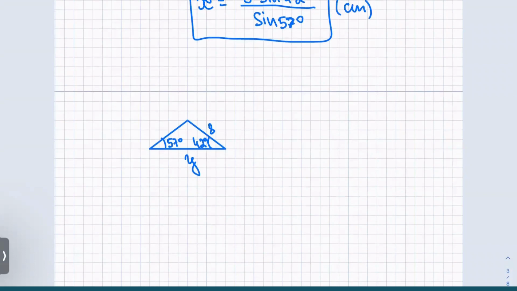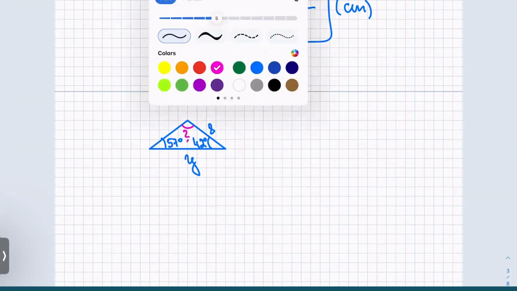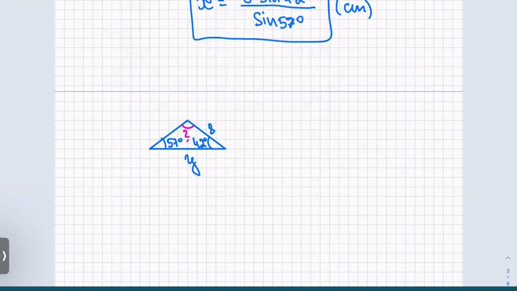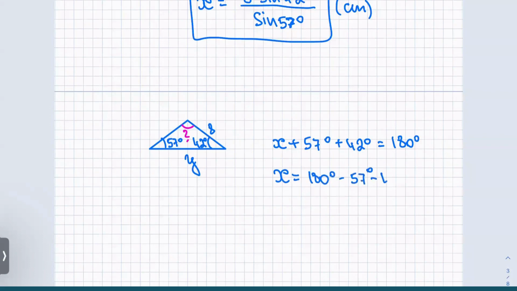But let's see what we can do here before we start applying the law of sines. First, dear students, I will show you how to find this angle here. It's very easy to do because we all know that the sum of angles in any triangle is equal to 180 degrees. So to find x here, we just take 180 and subtract 57 and then subtract 42. Let's see how much that will be. Maybe this will be 81. You should check. It seems like it will be 81. So now we know, dear students, that this third angle here is 81.